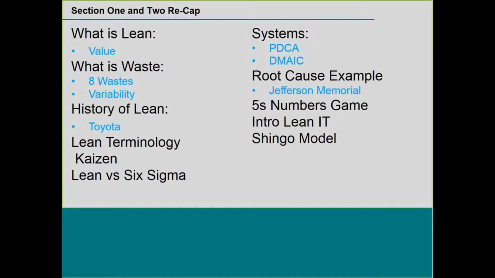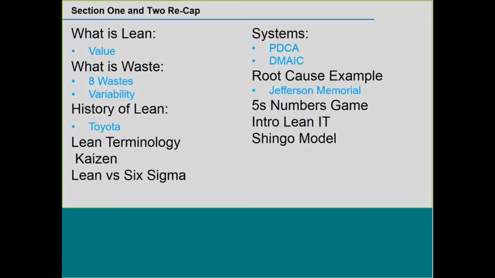Before we dive into Section 3, let's just have a quick recap of what we covered in Section 1 and Section 2. In Section 1, we started off with the understanding of the definition of lean as providing more value to our customers. Once we understood that, we dove into what waste is. We identified the 8 wastes: transportation, inventory, motion, waiting, overproduction, overprocessing, defects, and skills underutilized, which we remember with Tim Woods. And we identified that variability is what creates waste.